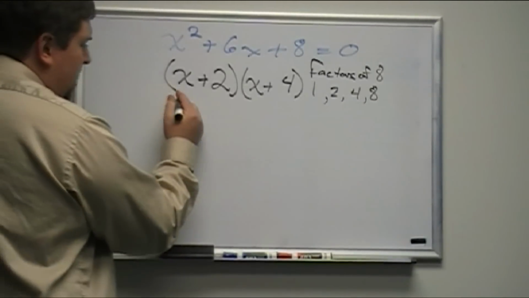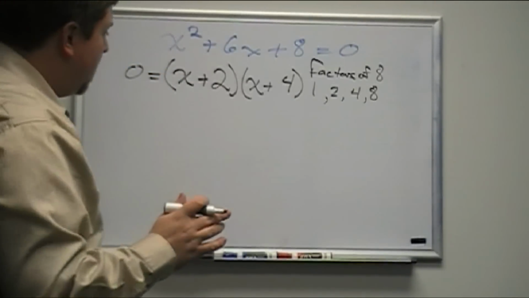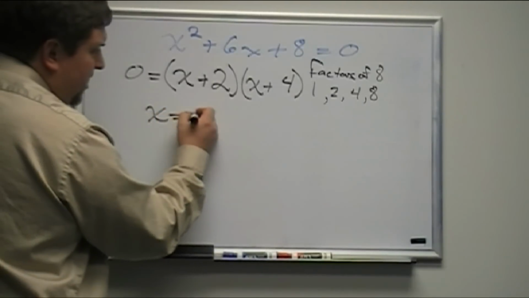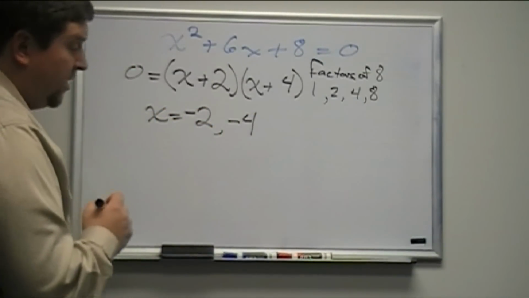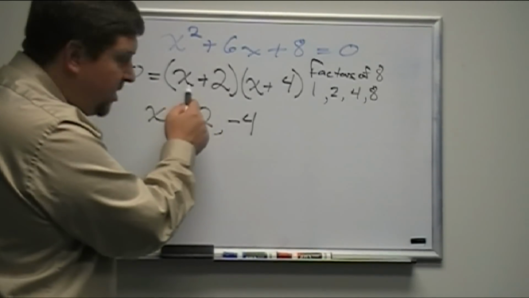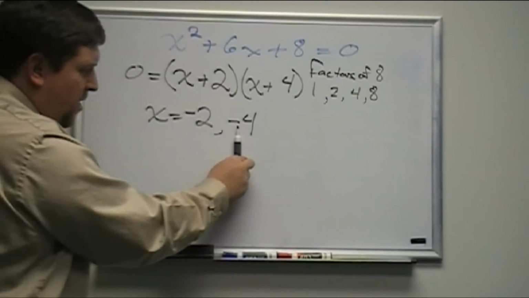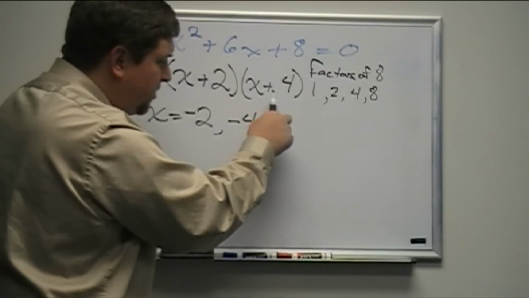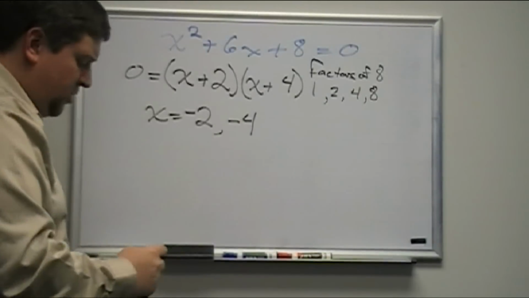So, since I know that this is all equal to 0, I can now tell you that my zeros are x is equal to negative 2 and negative 4. This is because a negative 2 plus 2 is 0. So 0 times anything is 0. Now with a negative 4 plus 4 is 0. And 0 times anything is 0. So these are my two answers.